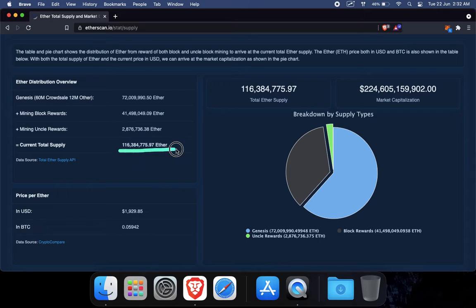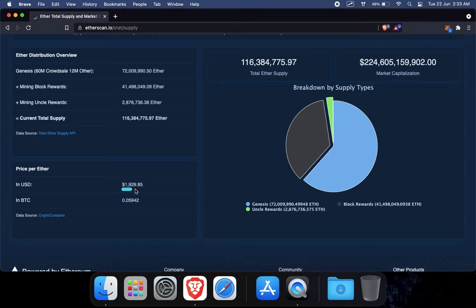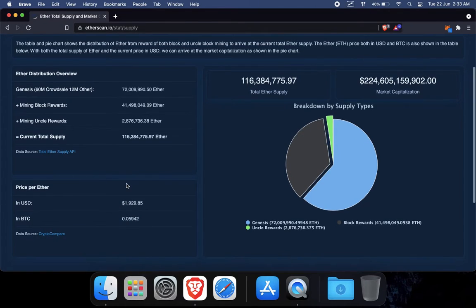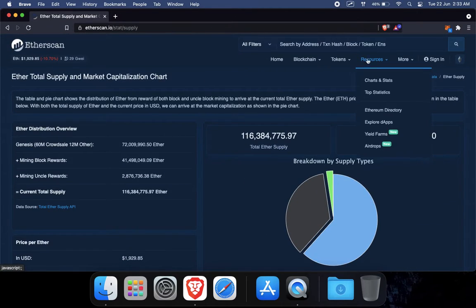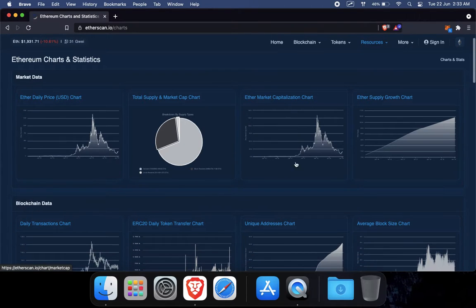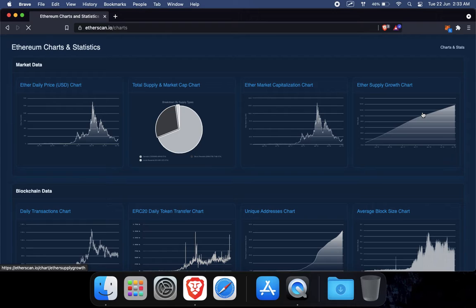Current total supply of Ethereum is this amount: 116 billion 384 million, 116,384,775. In US dollars, what's the value right now? In Bitcoin value, what is it right now? And so on and so forth. Yeah, so that basically covers the Ethereum part. Under resources, there are a lot of other charts and statistics you can look at. Market capitalization, growth supply. As you can see, Ethereum has just been steadily growing over time.